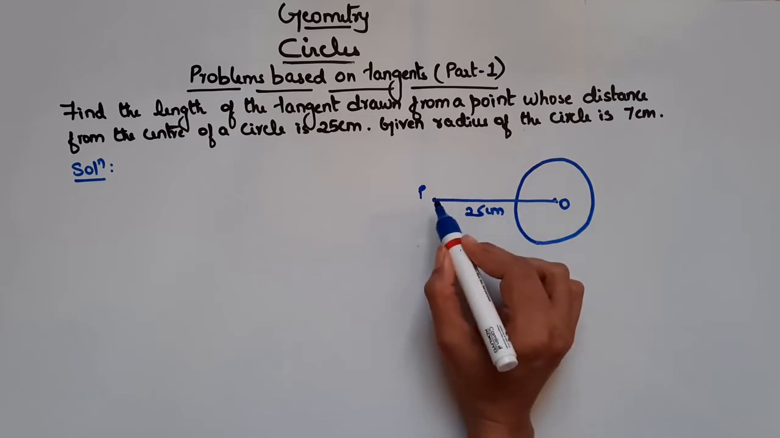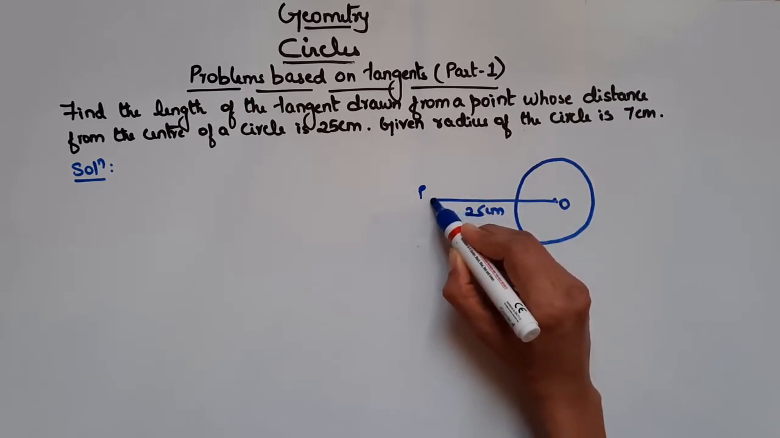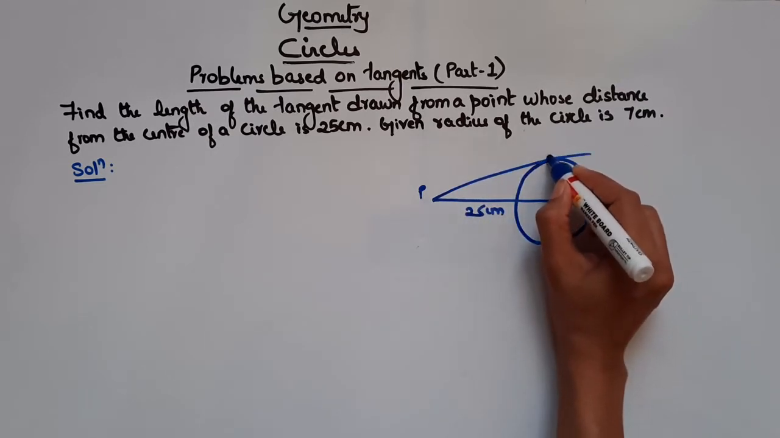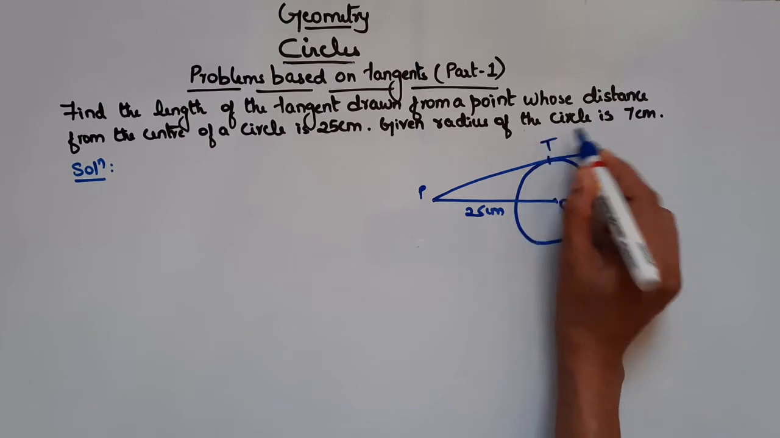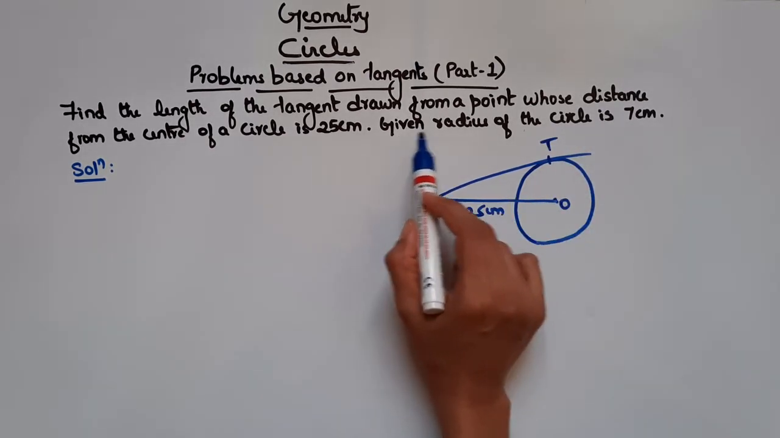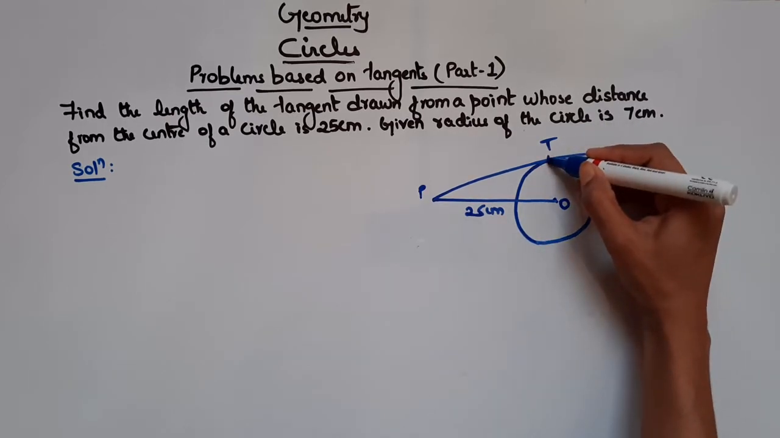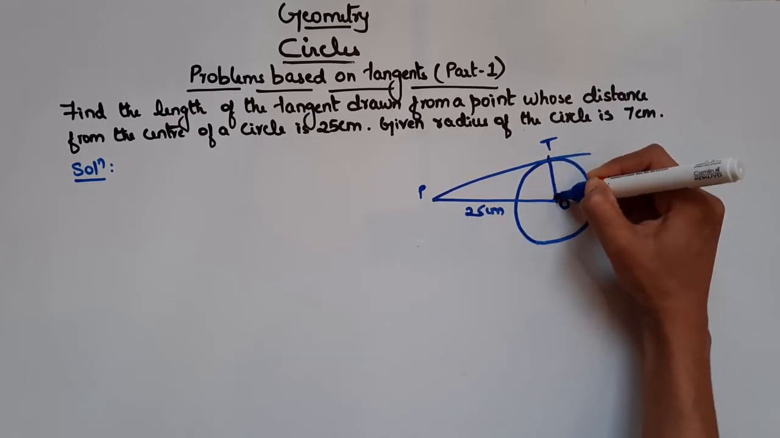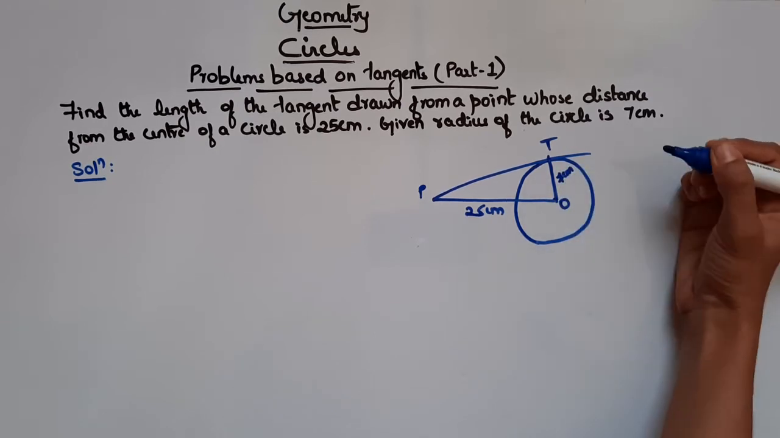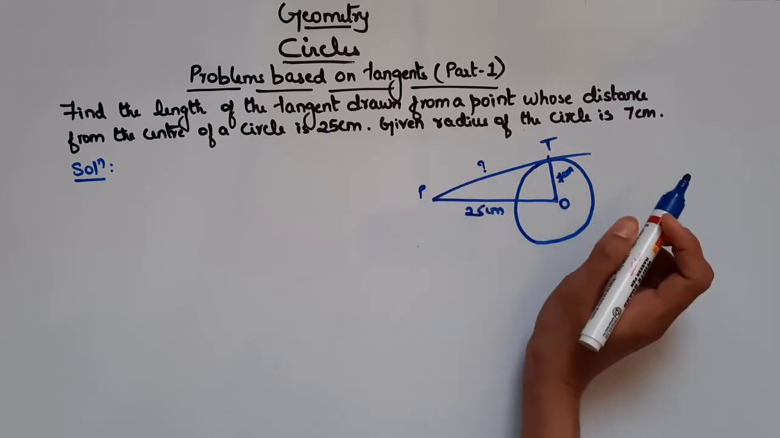So now we have to draw a tangent from this point to this circle. So let's draw a tangent. So let's take this point of contact as T. Alright. So here it's given radius of the circle is 7 centimeter. So this distance is 7 centimeter. This is the radius of the circle, right? So what we have to find? We have to find the length of this tangent, PT.